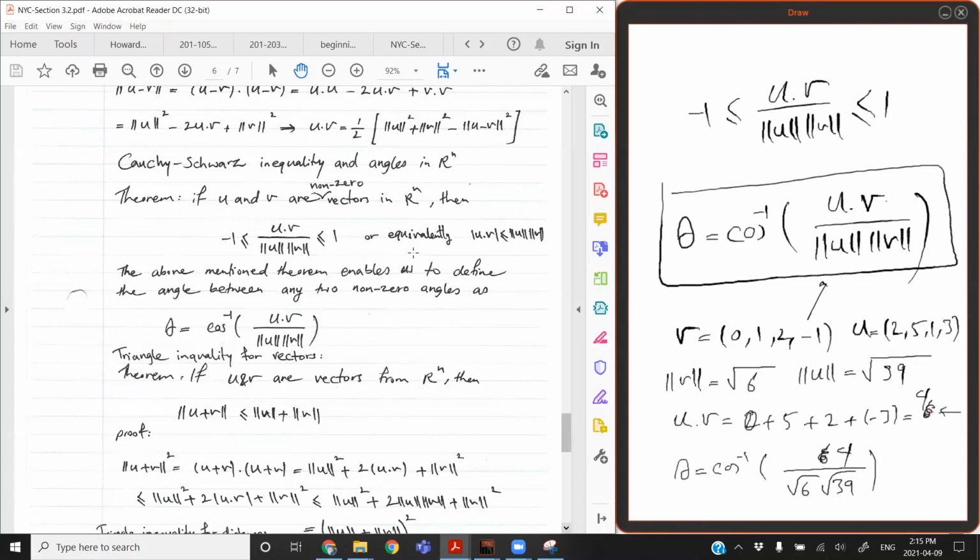So 4 is also positive, so definitely the angle is going to be acute. Cos inverse of 4 divided by open brace root 6 times root 39, close the brace, equals... I'm going to get 74.84 degrees.